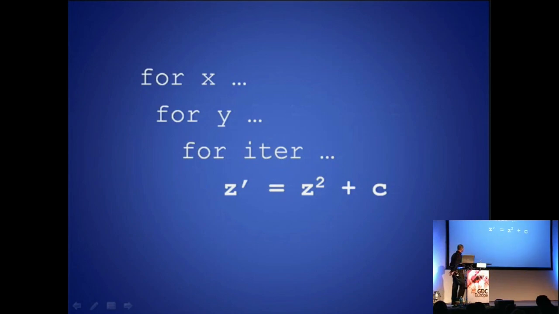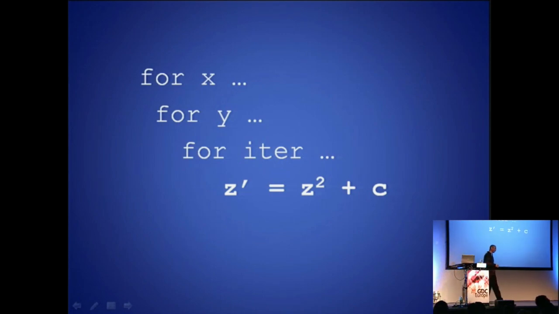So that equation, z prime equals z squared plus c, did not alone generate that image. There was a loop structure around it, right? So here we have a 4x and a 4y, which is about iterating across every pixel on the screen in x and y. And then we have another loop, which is to repeat our equation an arbitrary number of times. And what we do when we repeat this equation is we keep computing new values of z, and over time, we watch what happens to z.